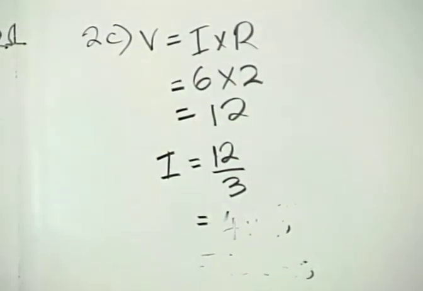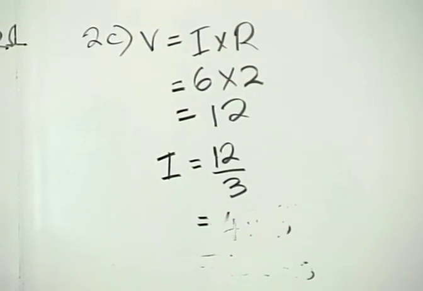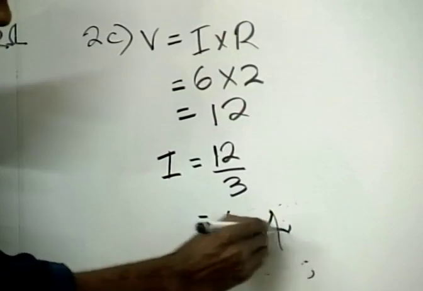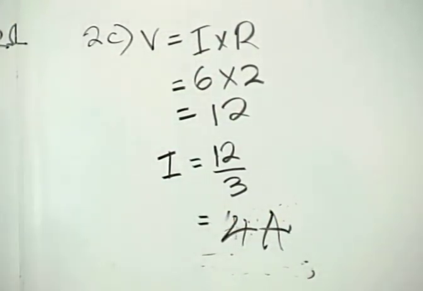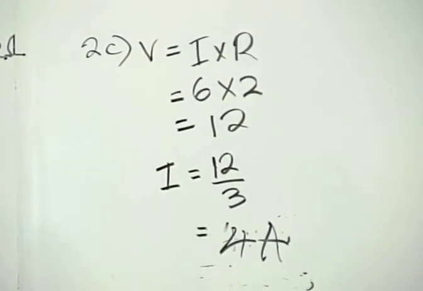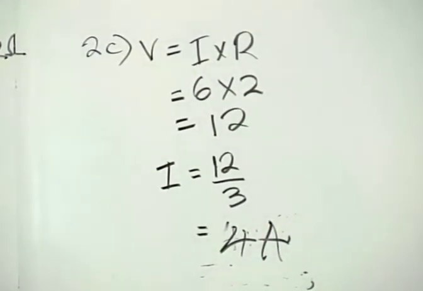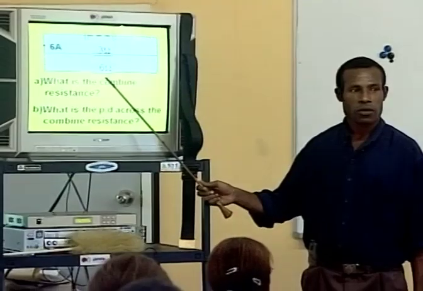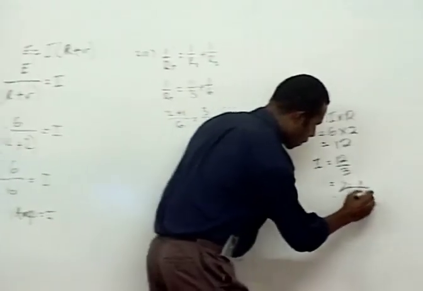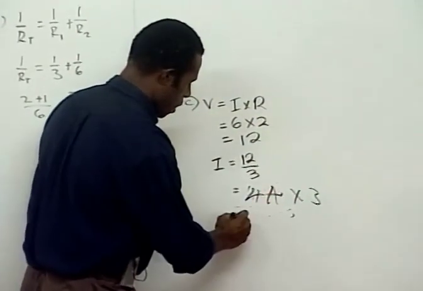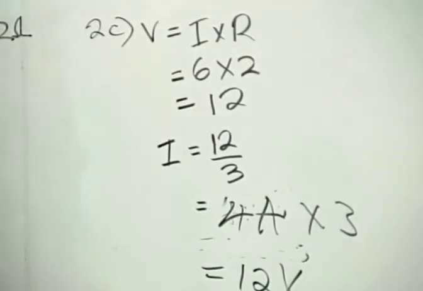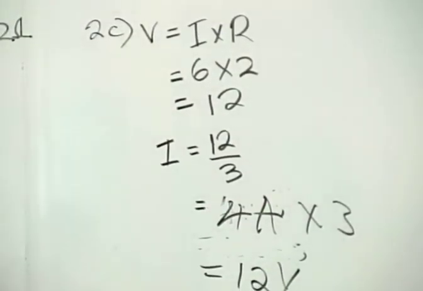Okay, the answer would be 12 volts. Right, 4 amps is the answer to the current that is passing in this circuit. So that means 4 will be passing there, and then this one will have 2 amps. So we have this one as 4 times 3, and that gives you 12 volts. All right, Charlton.